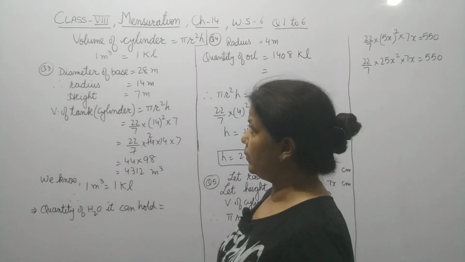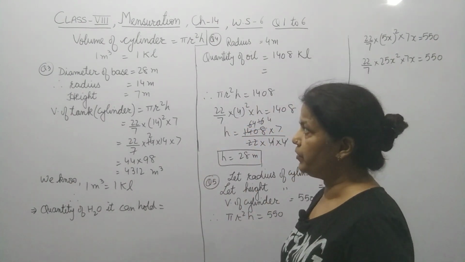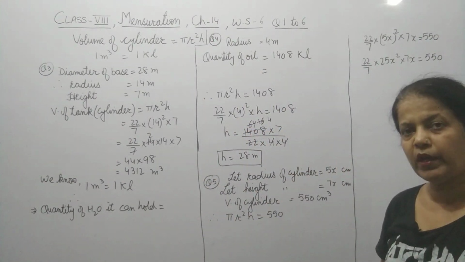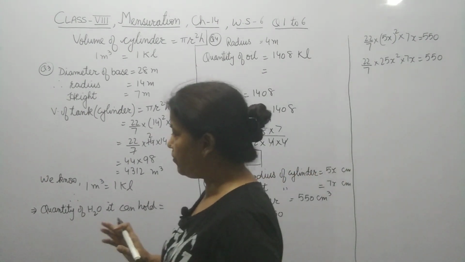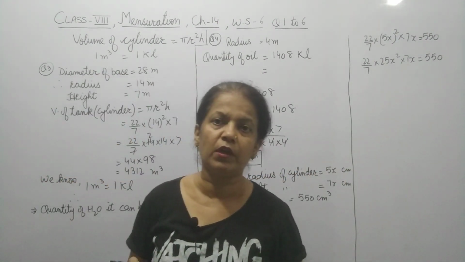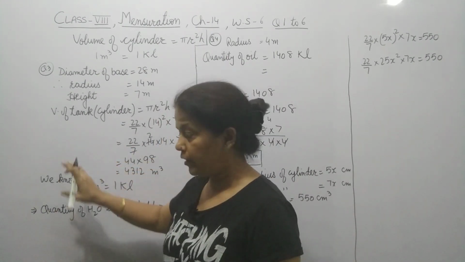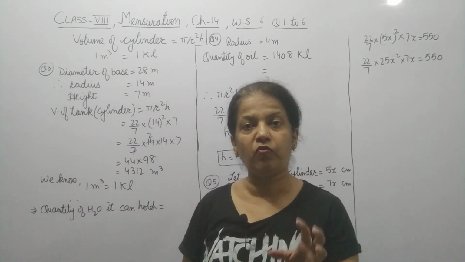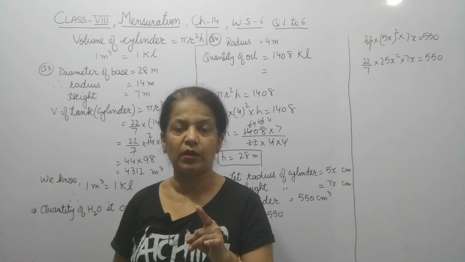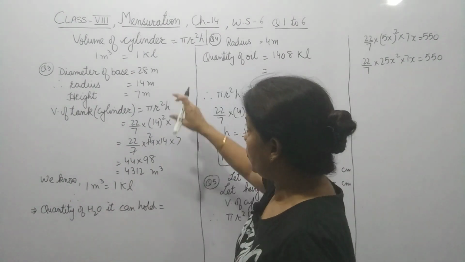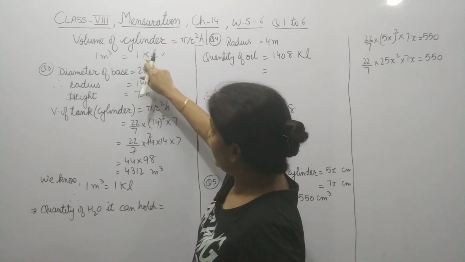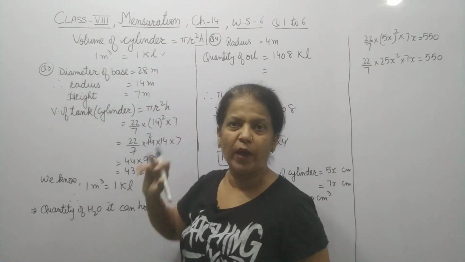In question third, the diameter and the height are given, and we have to find out how much quantity of water in kiloliter the tank can hold. So how much quantity of water in kiloliter? Kiloliter is given. We have already taken this concept, 1 kiloliter equals 1 meter cube.